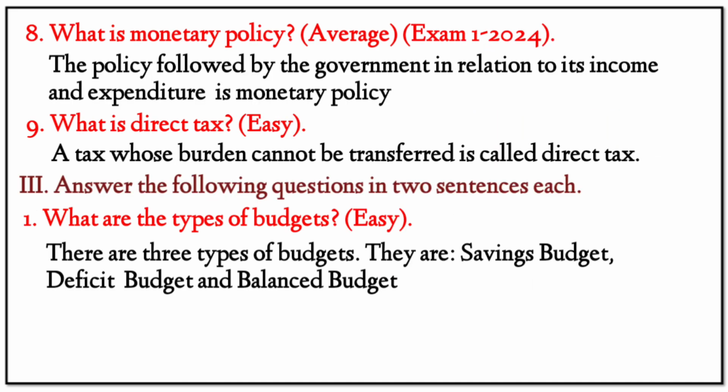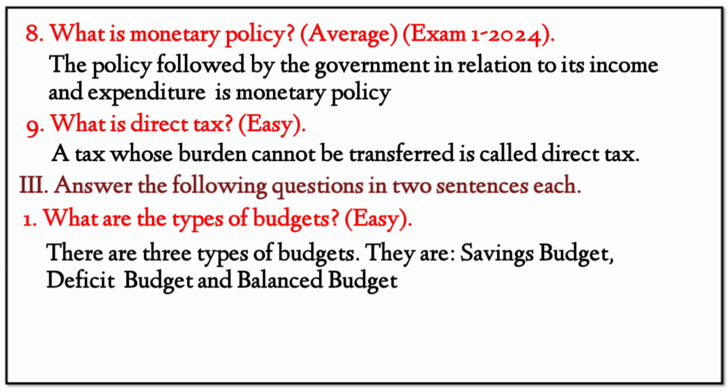Next, question number 8. What is a monetary policy? The policy followed by the government in relation to income and expenditure is monetary policy. 9. What is a direct tax? A tax whose burden cannot be transferred is called a direct tax. Next, question number 3. Answer the following questions in 2 sentences each. What are the types of budgets? There are 3 types of budgets: surplus budget, deficit budget, and balanced budget.